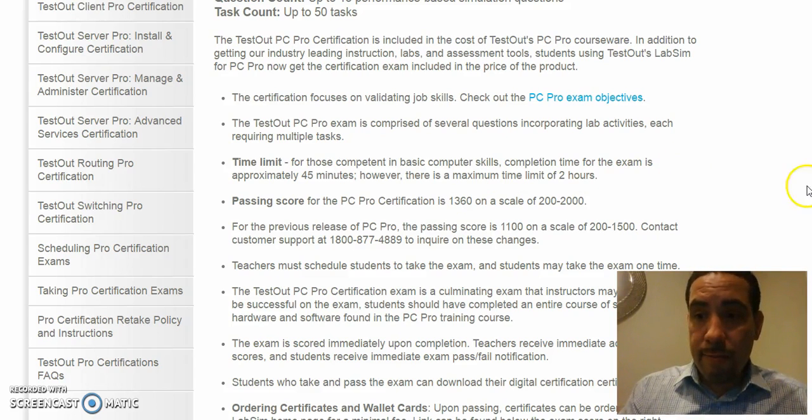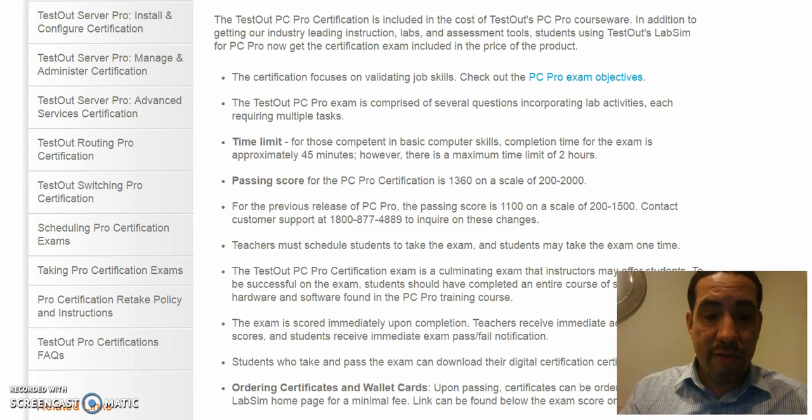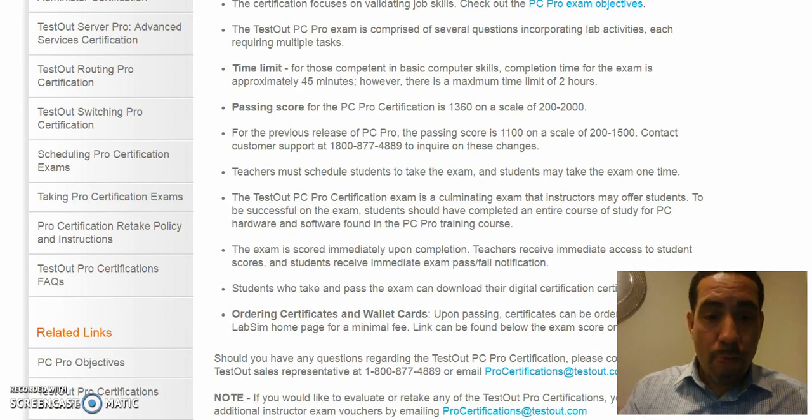So that's a good area to really peruse prior to the taking of your exam. Also, what I would also suggest would be, if at all possible, take it during the day.